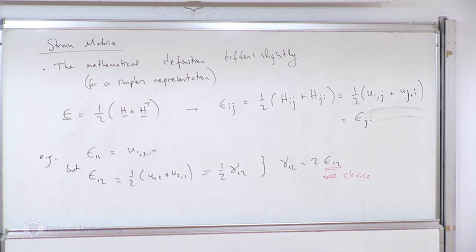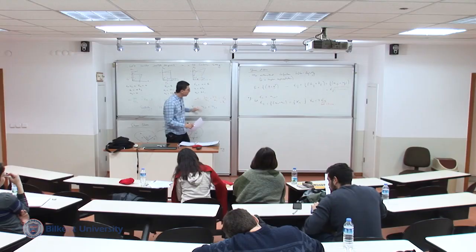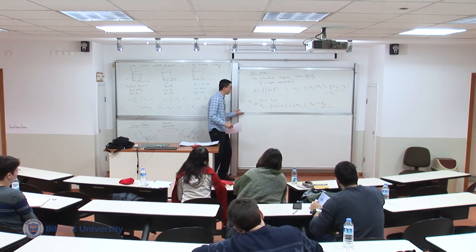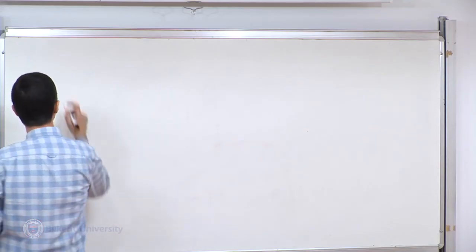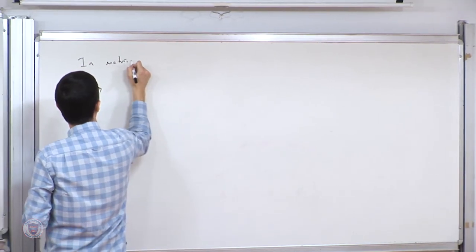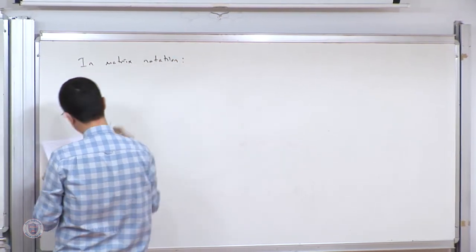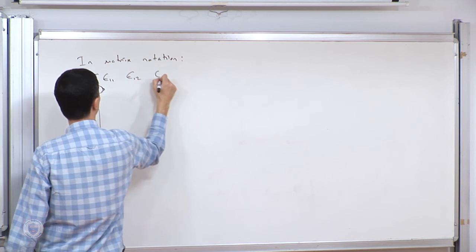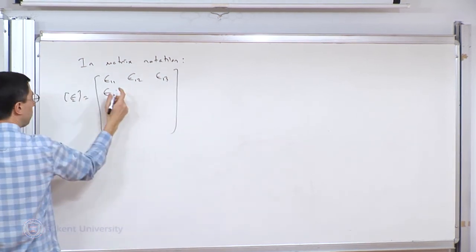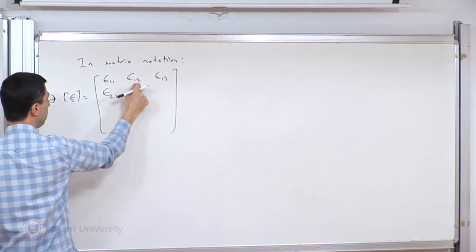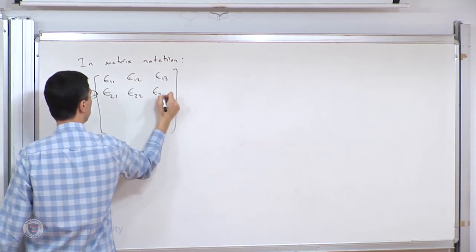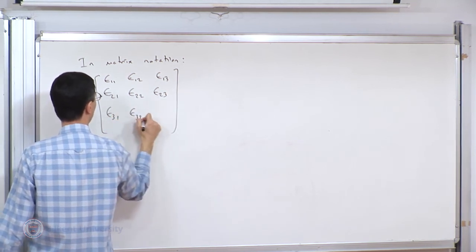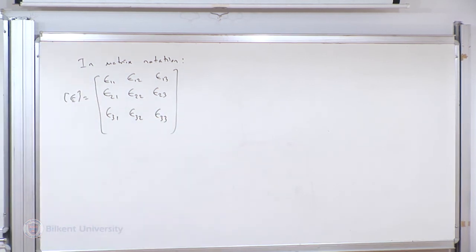Now let me close up this lecture with an explicit representation of the strain in terms of vector and matrix notation, just to remind you. So in matrix notation, I would write epsilon simply in terms of its components, 1, 1, 1, 2, 1, 3. Now I'm going to write 2, 1, but remember it's symmetric. So 2, 1 is really equal to 1, 2, 2, 2, 2, 3, and 3, 1, 3, 2, 3, 3.